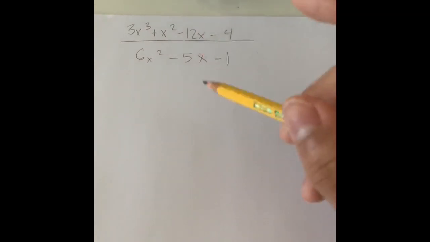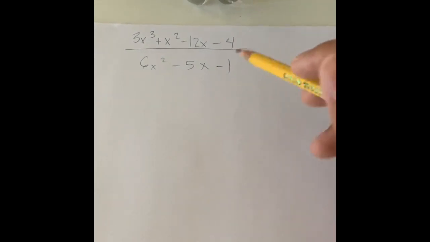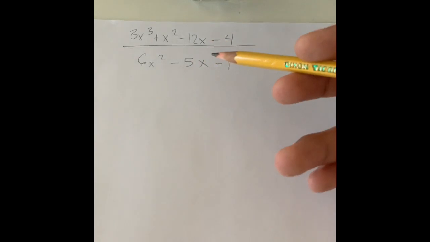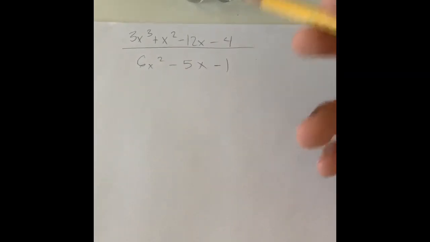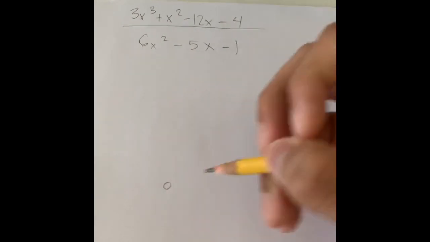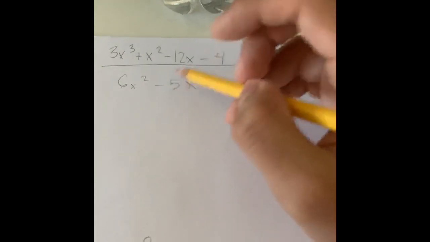If you plug them in, you're going to get undefined. So that's why they're points of discontinuity, because they just don't work. And that's why whenever you're graphing, you always have to put an open circle on them. So anyways, going on to this, you see we can't cancel them out right now.